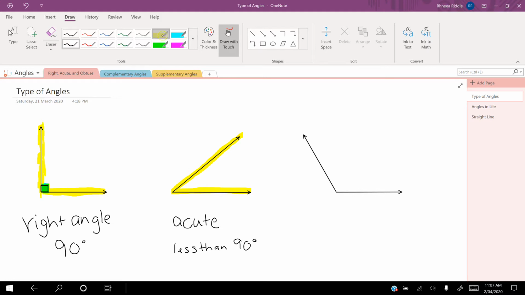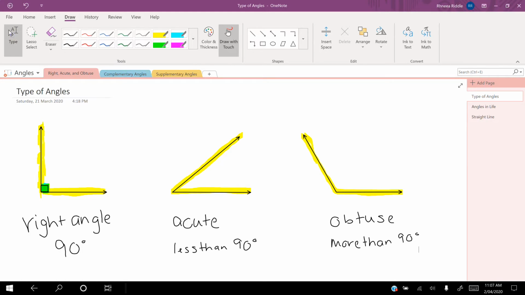So this next one, as we can see, it is large. It has a very open mouth. And it is called an obtuse angle. And it is more than 90 degrees. So it can be any size as long as it is more than 90 degrees.